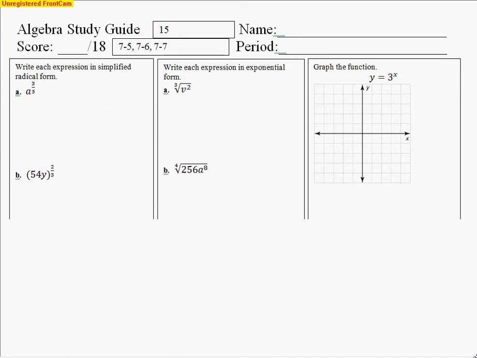These are the solutions for the study aid for algebra quiz number 15. So let's take a look at our first problem here. What it's asking us to do is write each expression in simplified radical form.